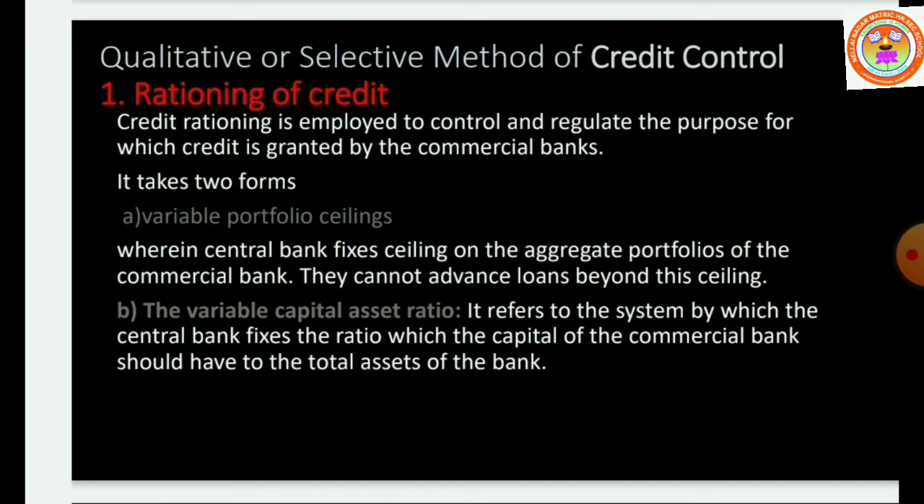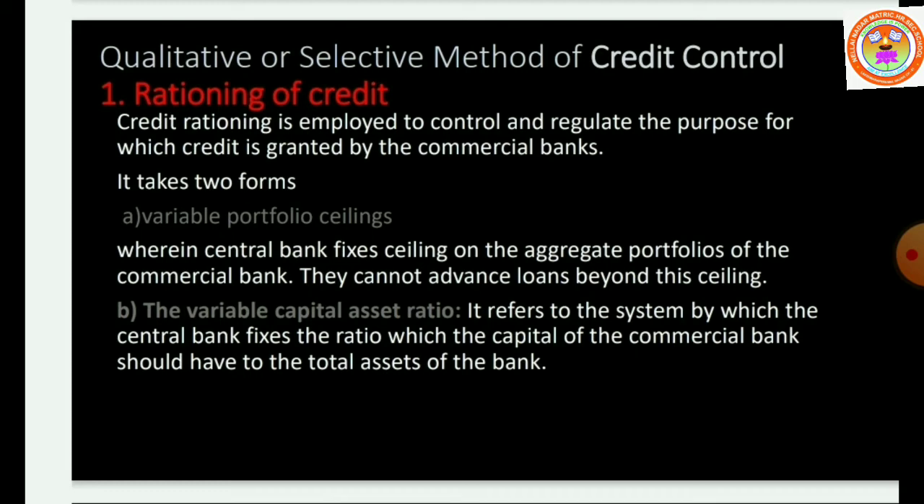Important selective credit controls are rationing of credit, direct action, moral sanction, method of publicity, regulation of consumers' credit, and regulating the marginal requirements on security loans. These are the qualitative credit control instruments.